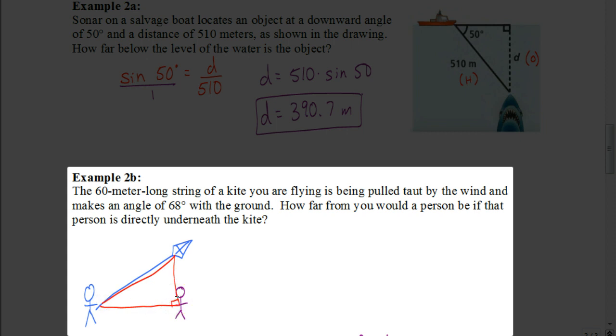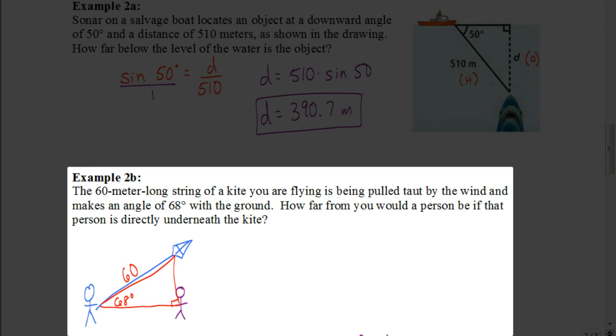There's your right triangle. So let's fill out our information here. It says that we have a 60-meter long string kite, so this is going to be 60. And it says that it makes an angle of 68 degrees with the ground. Now I know we're not holding this kite against the ground, but if you were to extend out this angle, down here would be 68 degrees. Well, using what we learned about in geometry, that means this angle here is also 68 degrees.